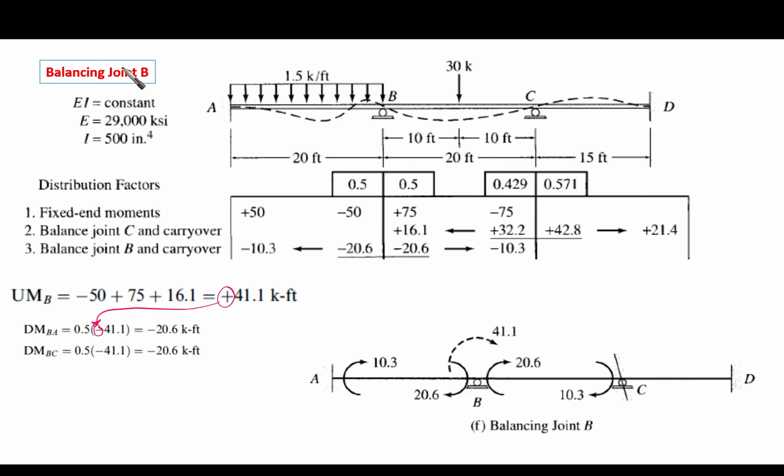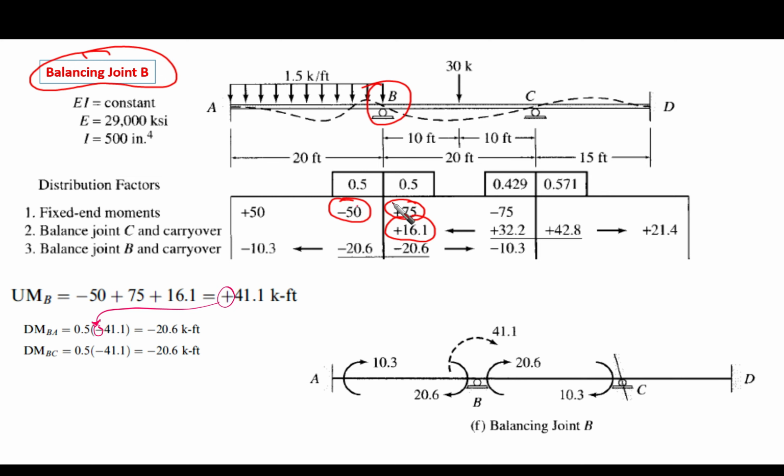Now this is the next step, which is balancing of joint B. We're focusing on joint B. Now here, in joint B, we need to balance it. Balance what? First of all, from the fixed end moments, we have minus 50 from the left. We have 75 from the right. These are fixed end moments. And we have 16.1 carried over from point C.